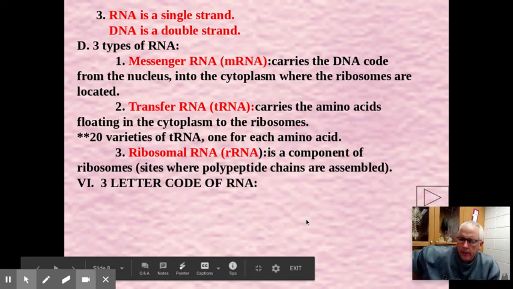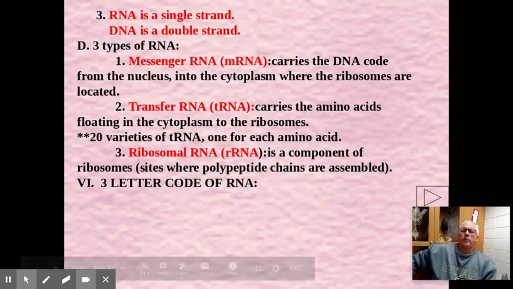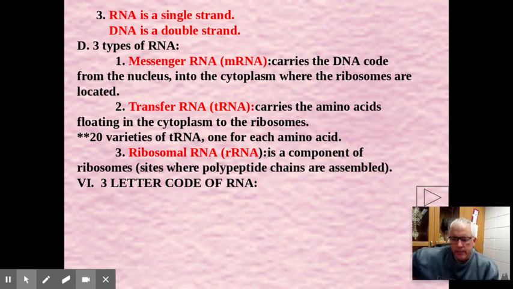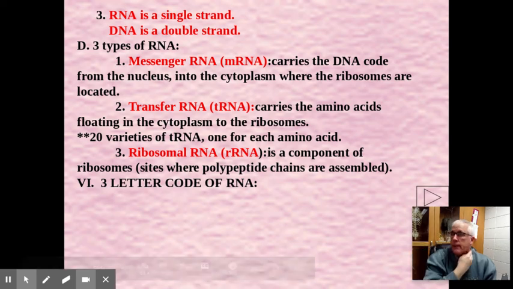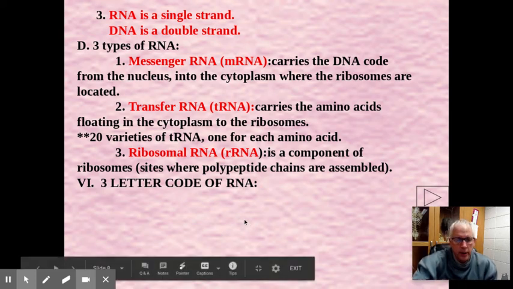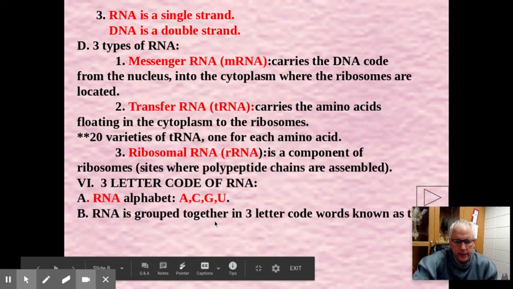Okay, a little bit of other background information you need to know before we get into transcription and translation is the three-letter code of RNA. So there was a very smart scientist many, many years ago named Har Gobind Khorana that was at the University of Wisconsin, and he cracked the code. It was a big deal. He won the Nobel Prize. It really set genetics forward. We've been going crazy ever since.